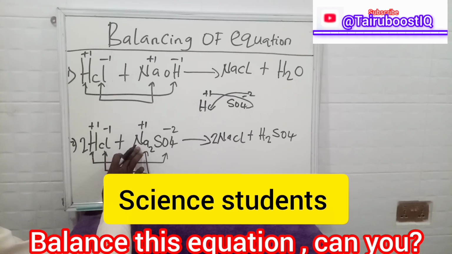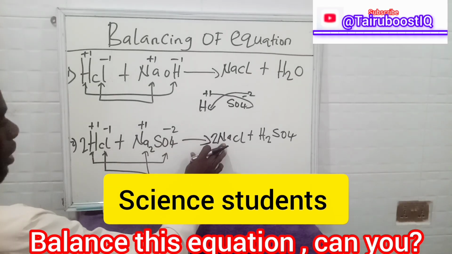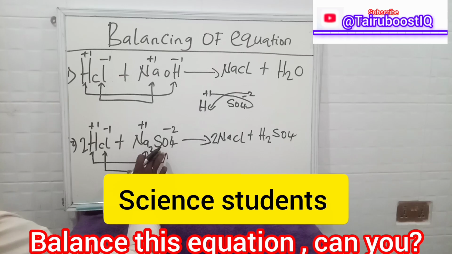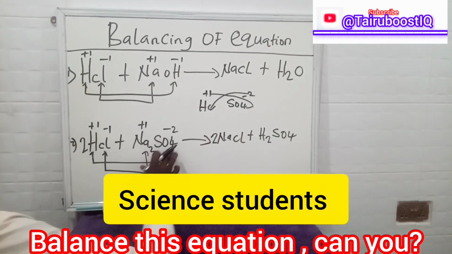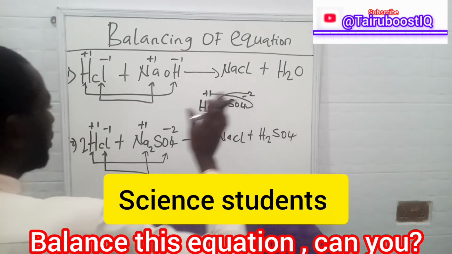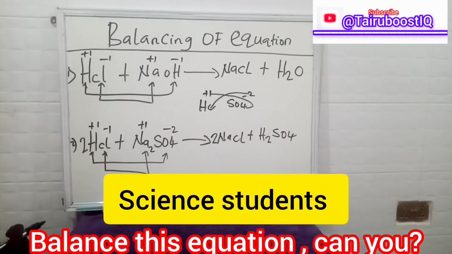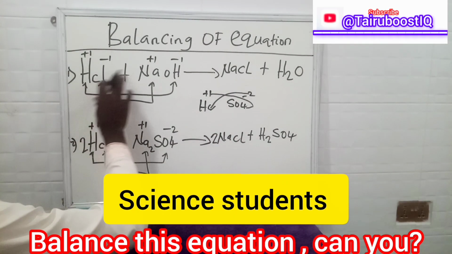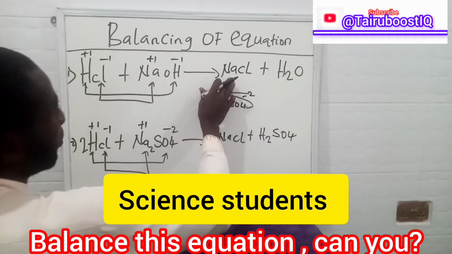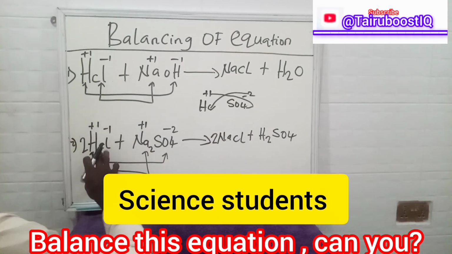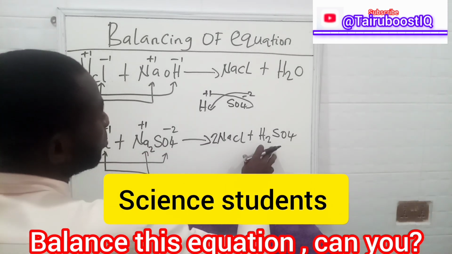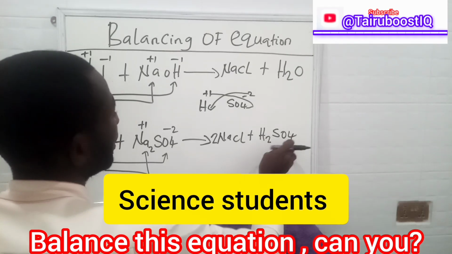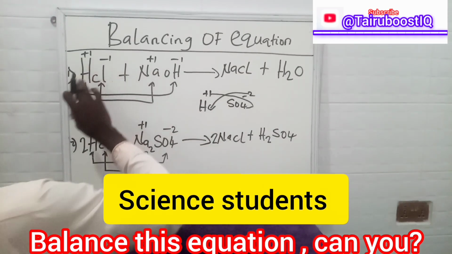Sorry, sodium here is 2, sodium here is 2. Sulfur is 1, sulfur is 1. Oxygen is 4, oxygen is 4. This is how to balance this equation. And this is hydrogen chloride, sodium hydroxide, sodium chloride, and this is water. This is hydrogen chloride, this is sodium tetraoxosulfate(VI), and this is sodium chloride, and this is tetraoxosulfate(VI) acid. This is a strong acid, this is a strong acid.